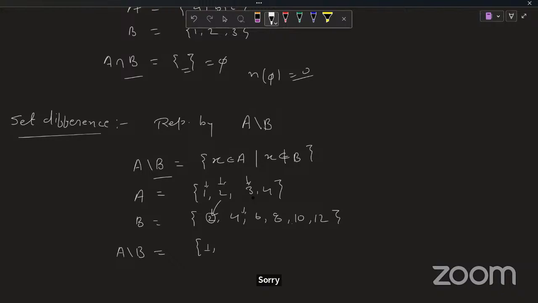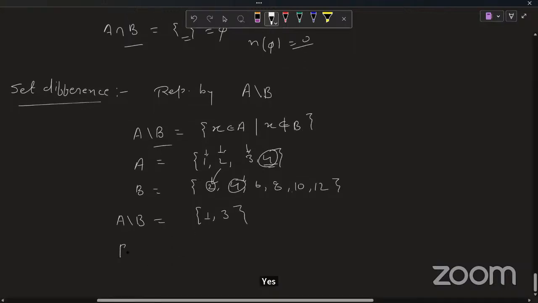Now take 3 and see if 3 is inside B or not. No, 3 is not there, so I will take 3. Now take 4 and see if 4 is inside B. 4 is inside B, so I will not take 4. So this will be my A difference B, right?